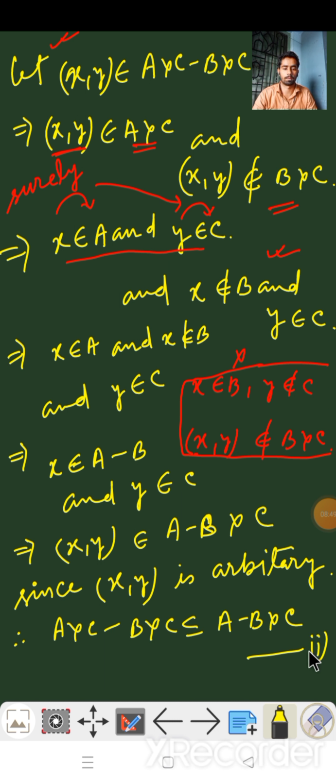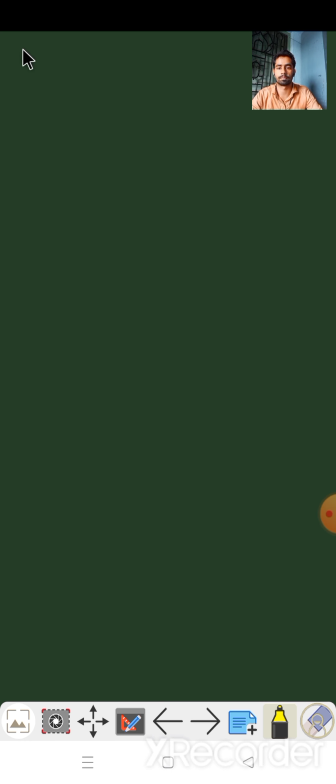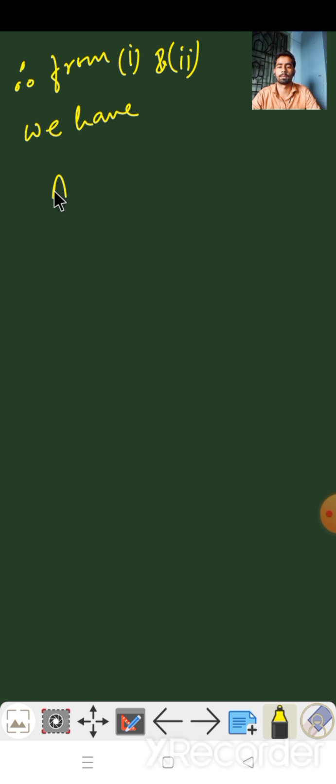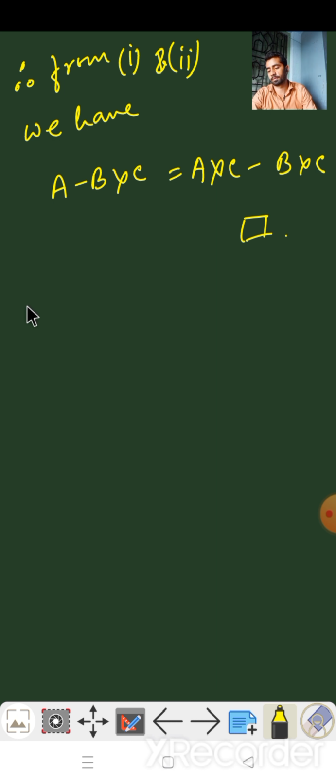This is 2, and therefore from 1 and 2 we have (A difference B) cross C equals (A cross C) difference (B cross C), hence the proof. And after that I will solve question number 4 of question 10.